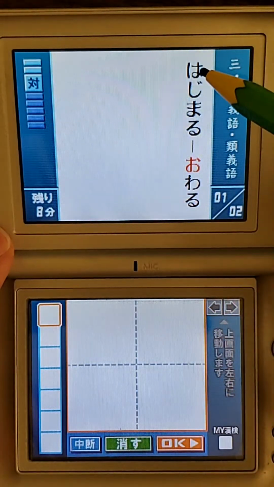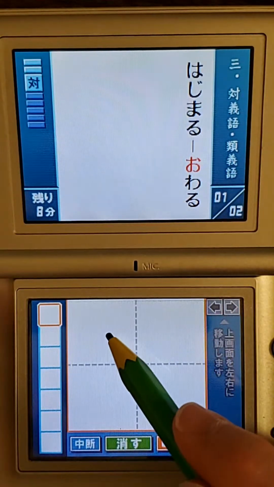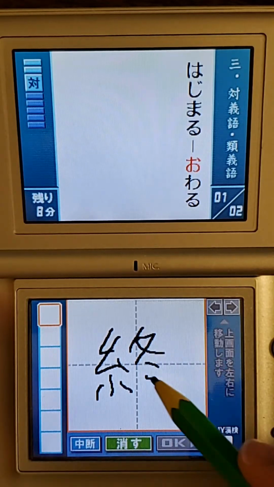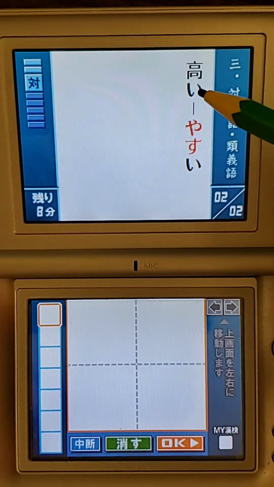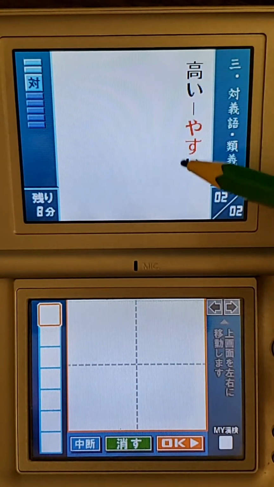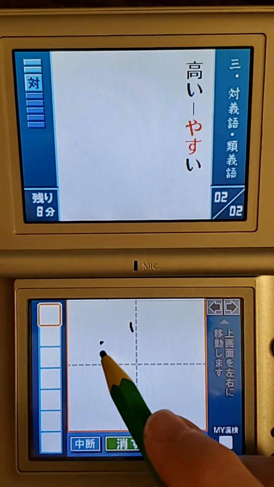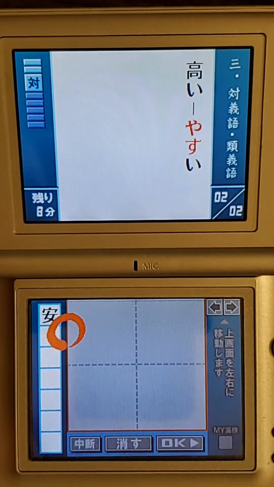All right, so opposite words is hajimaru to begin and owaru to end. So we'll do itohen is what this is called. And then write fuyu, and that is owaru. All right, so takai is high or tall, and oh no, so it's going to be expensive because this is yasui and that's inexpensive. So we'll write u kamuri and then the kanji for woman, yasui.